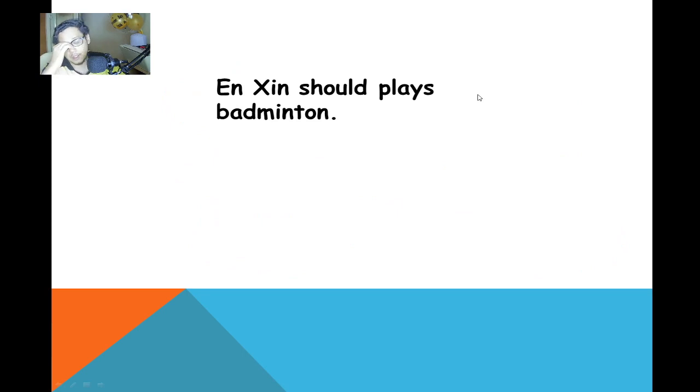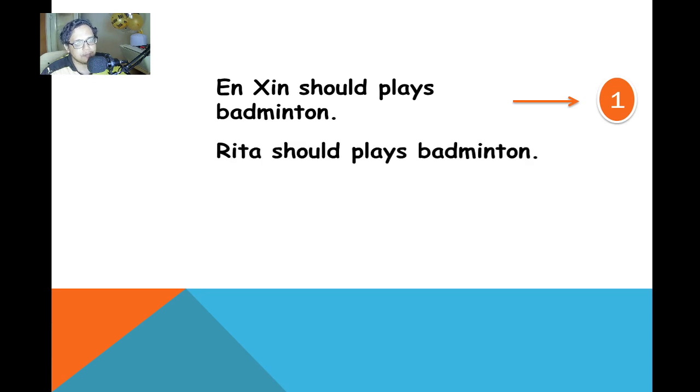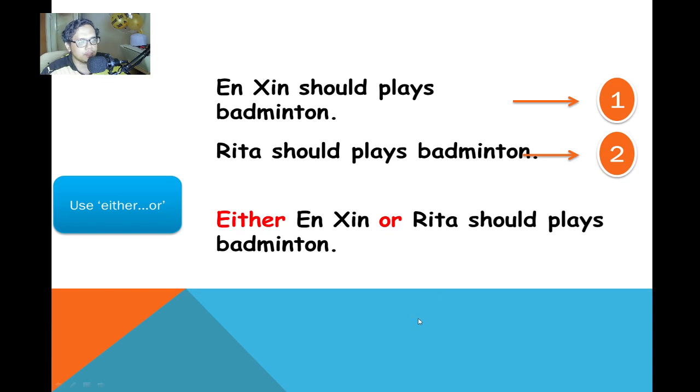Okay, next one. Eun Sin should play badminton. Sentence number one. Rita should play badminton. As you can see here, usually I tell you we put "either" here and "or" here. This one is a little bit different. Before this, the first one is the same, but right now, the first one is not the same. The subject is not the same. Eun Sin should, Rita should. So what you need to do is find the same word in the second sentence with the first one. So what is the same one? Should play badminton.